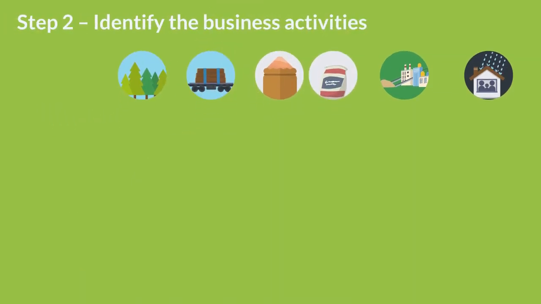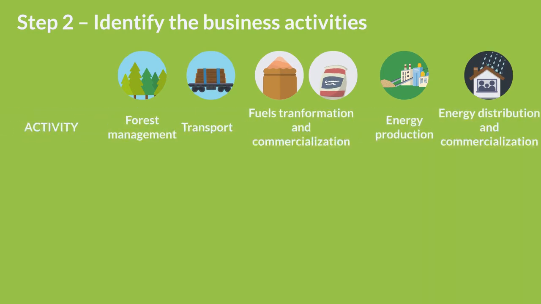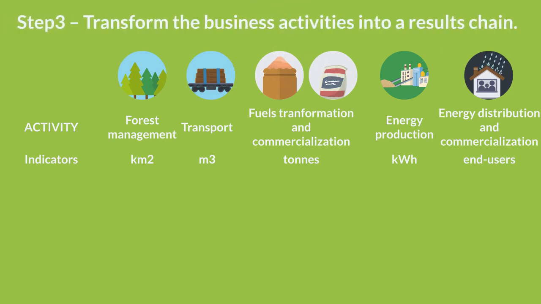Step 2. Identify the business activities. The activities whose effects are to be analyzed and measured. Activity indicators are usually qualitative and usually are related with product or service sales. Step 3. Transform the business activities into a results chain. The results chain may include outputs, outcomes, and impacts.